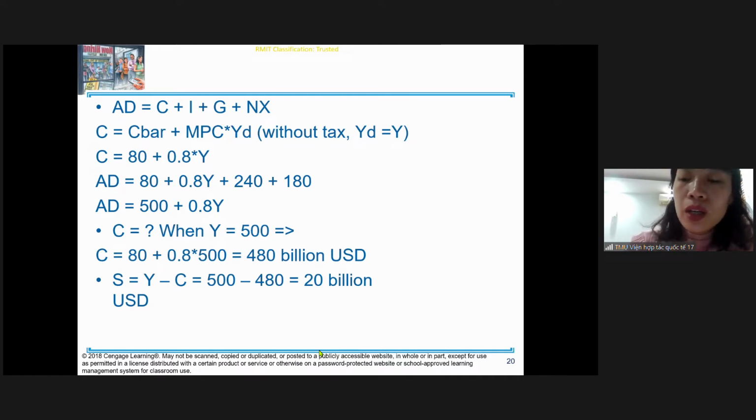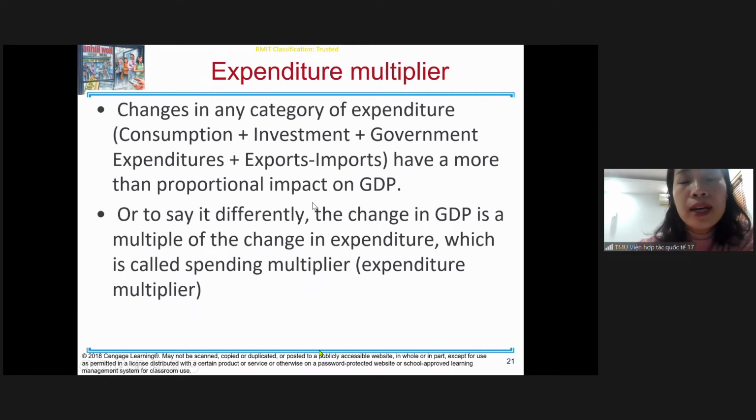Okay. Not too difficult, but make sure that you got the idea here, which one is what, right? Okay, next up we talk about expenditure multiplier.